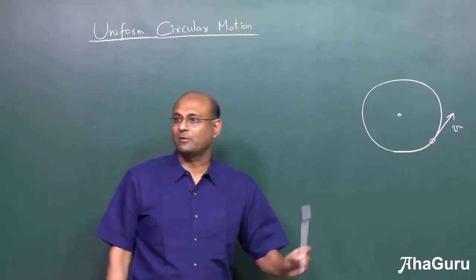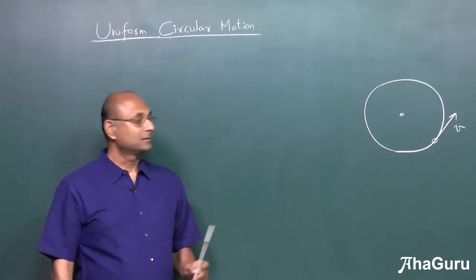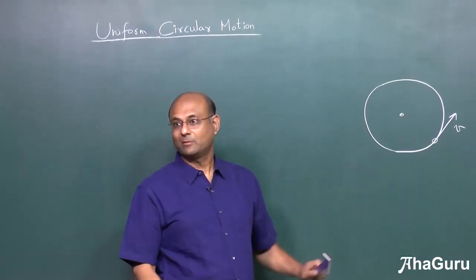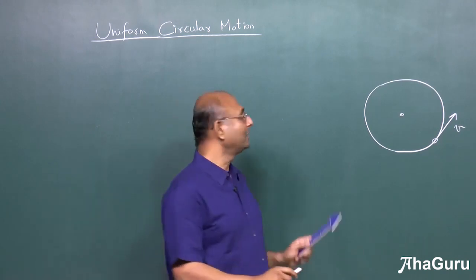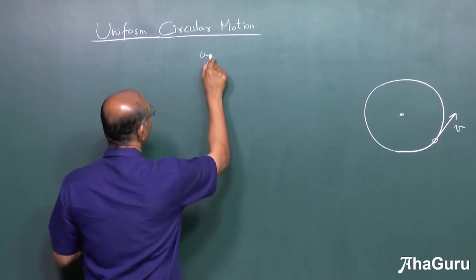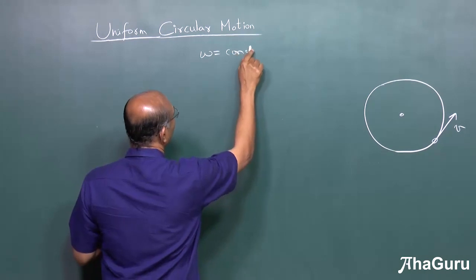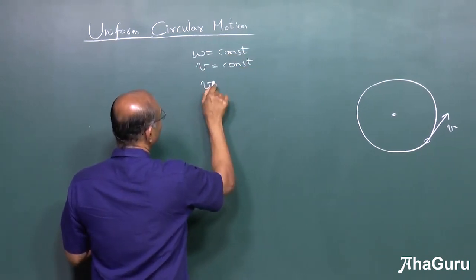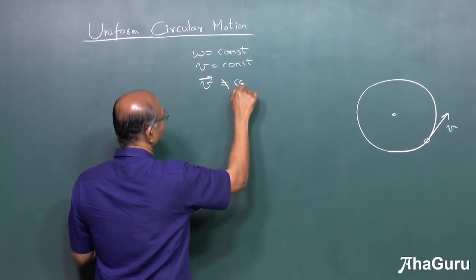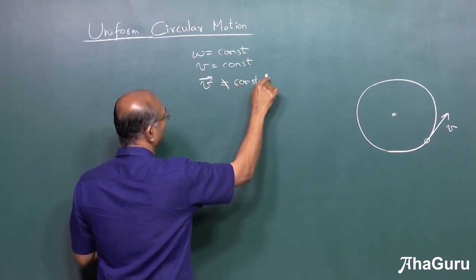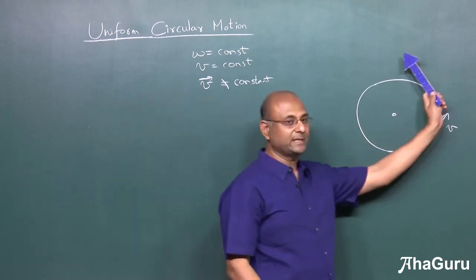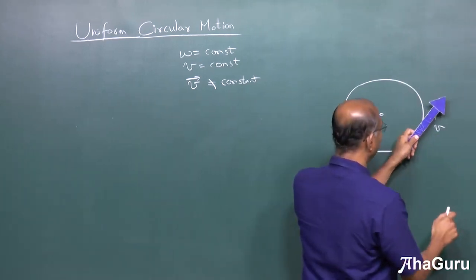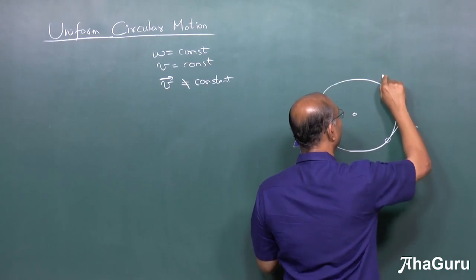So that means, what is uniform? The velocity is not uniform, speed is uniform. Angular velocity is uniform. So uniform means omega is constant, speed is constant, velocity is not constant. Velocity is definitely changing. And the velocity vector, which was like this, is now going to become like that.